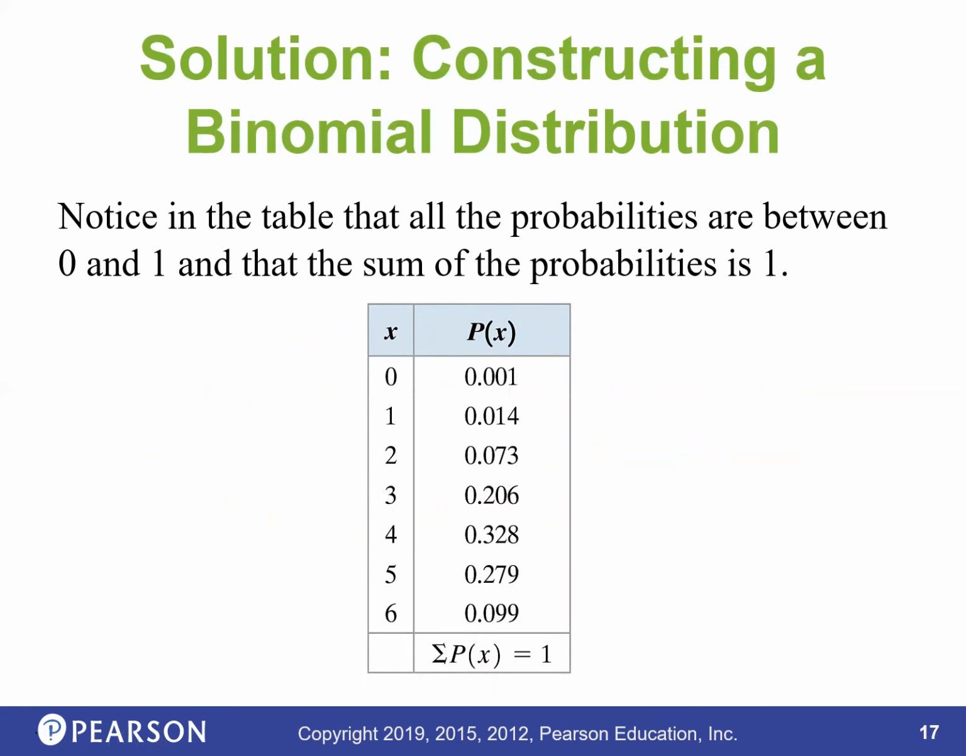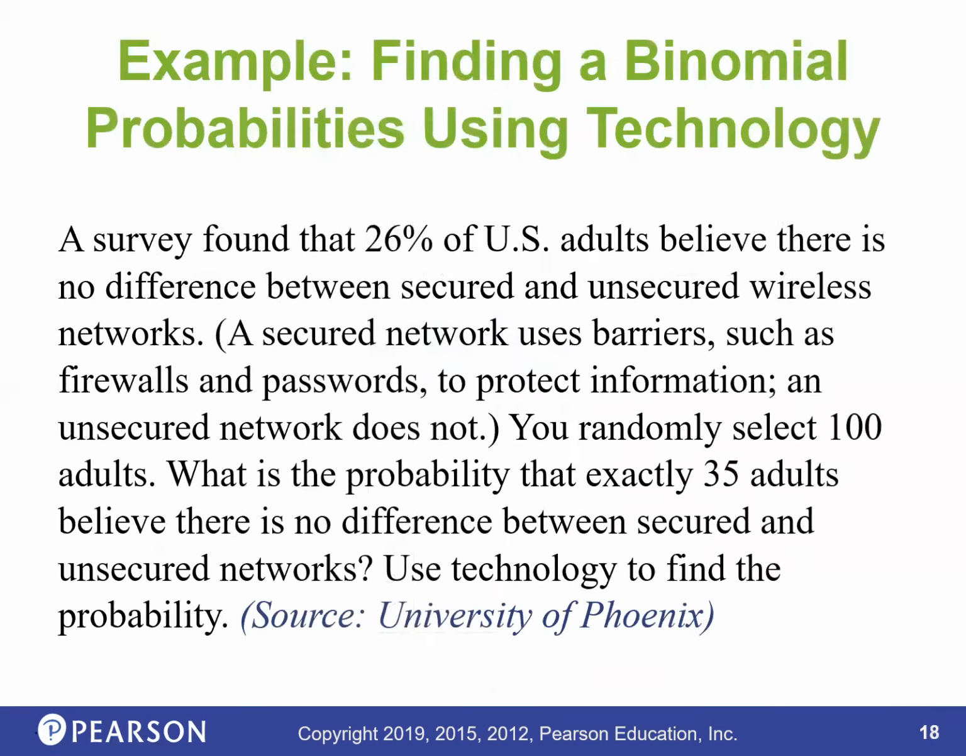Okay, so let's use a little bit of technology in the next one. A survey found that 26% of U.S. adults believe that there is no difference between secured and unsecured wireless networks. You randomly select 100 adults. Ooh, this number is going to be huge. Could you imagine the number of possibilities here? What's the probability that exactly 35 adults believe there's no difference between secure and unsecure networks? We're going to use technology here. This is the University of Phoenix.